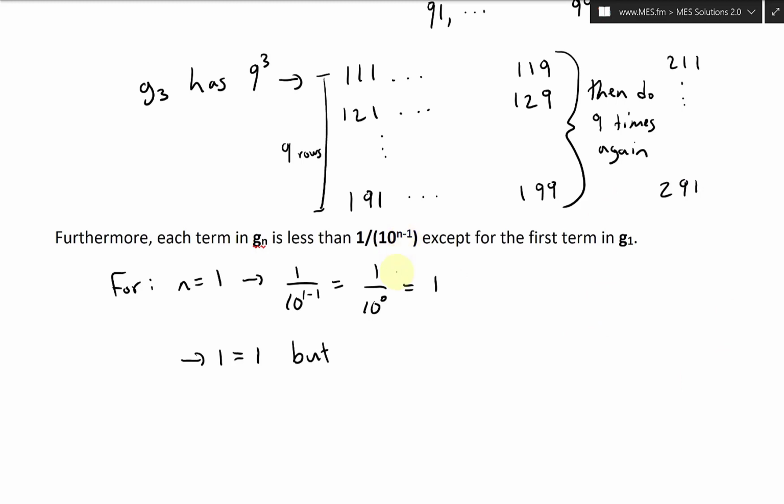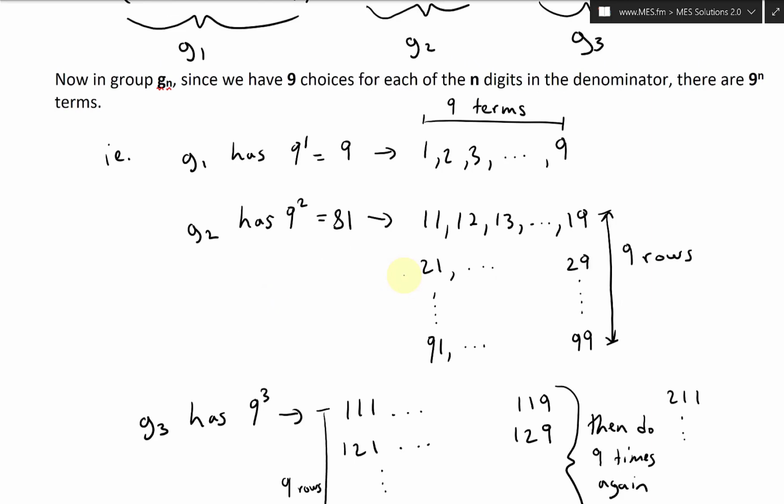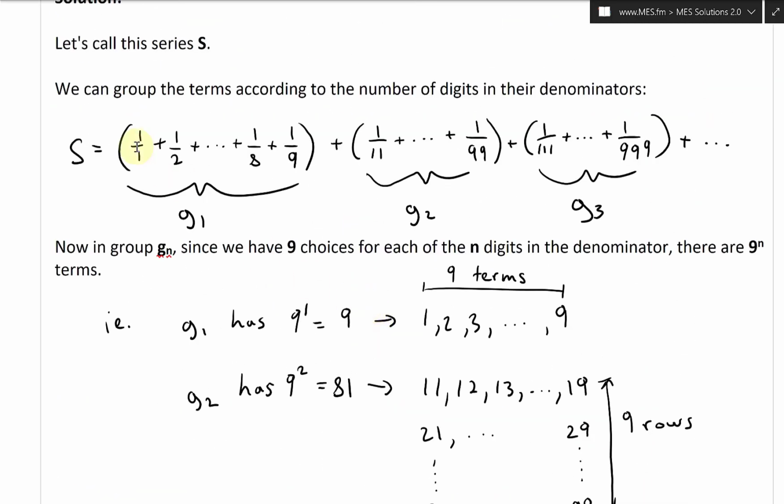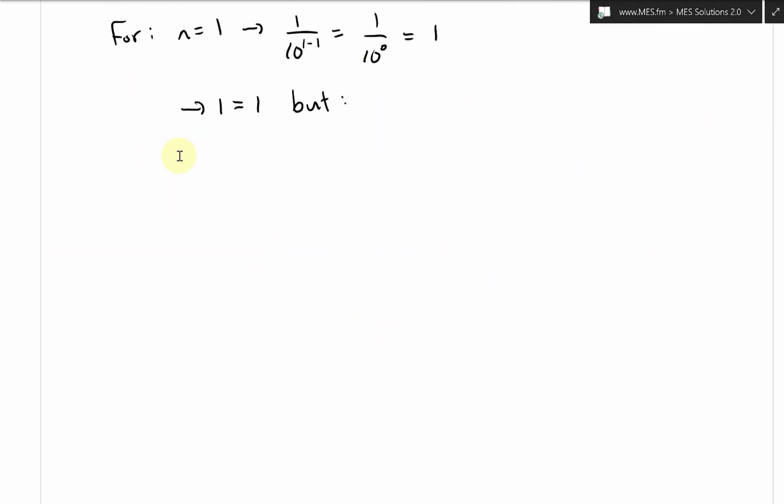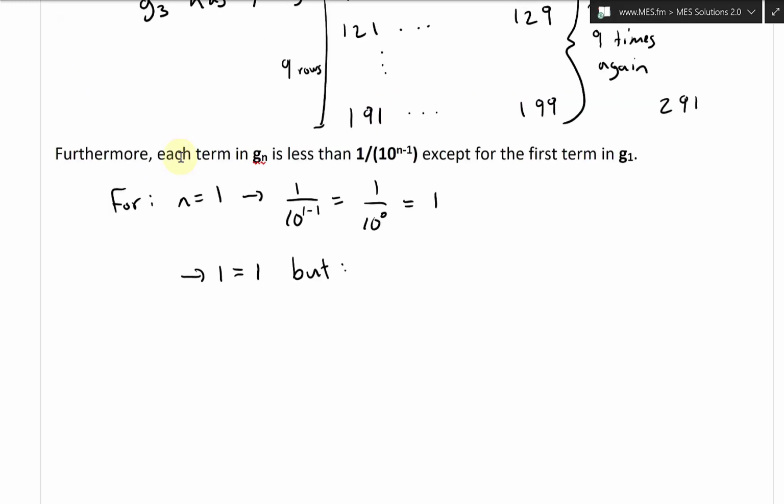But we have the next term is 1 over 2. So notice this one here, 1 over 2 is less than 1, and then dot, dot, dot. The last term is 1 over 9. It's also less than 1, because you're dividing by a number bigger than 1.